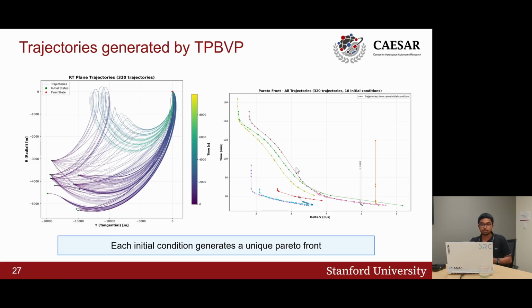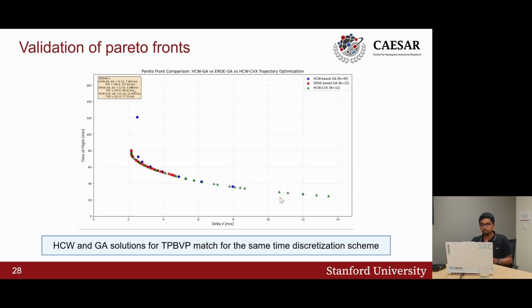So you can capture a lot of details by generating the training trajectories using GA. You can get a lot of insights from the Pareto fronts in the trade-off space. And this is just another way to validate it.